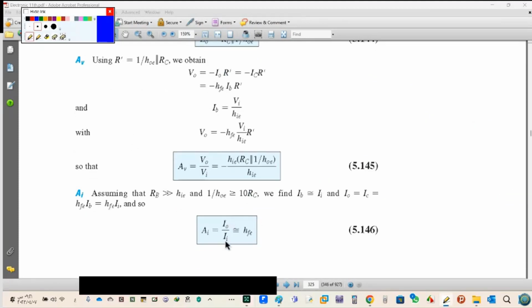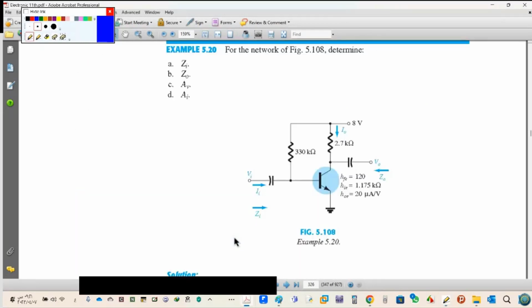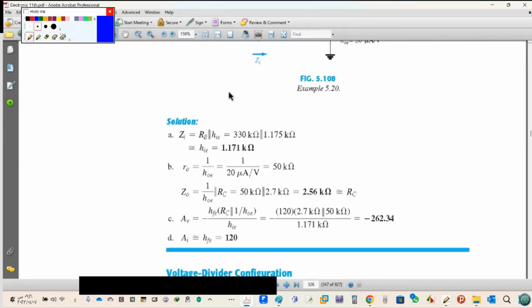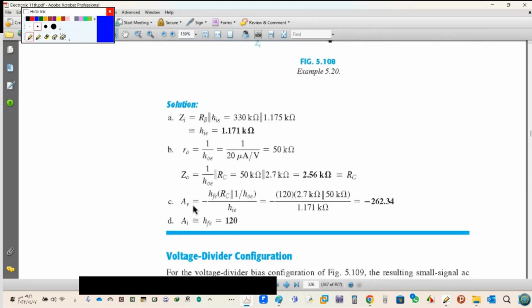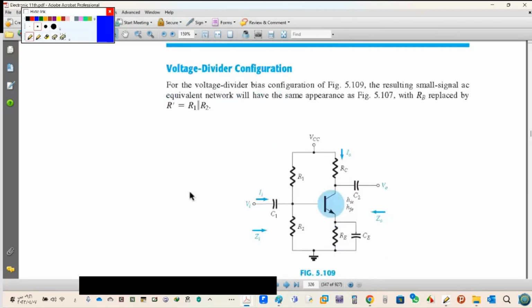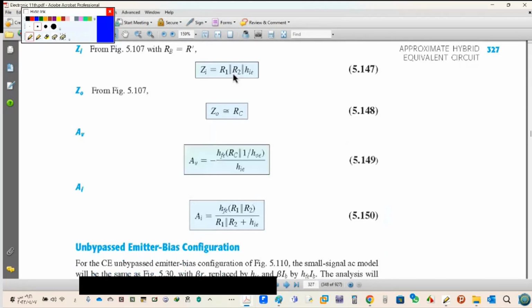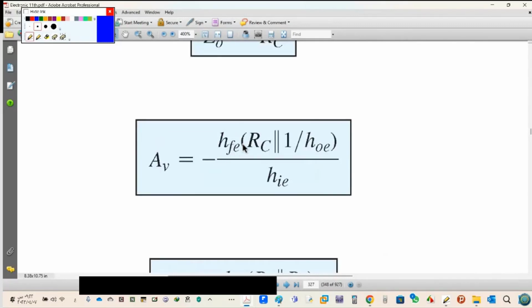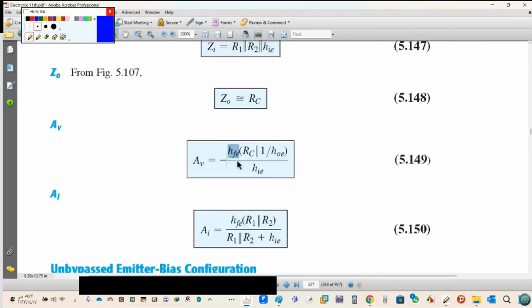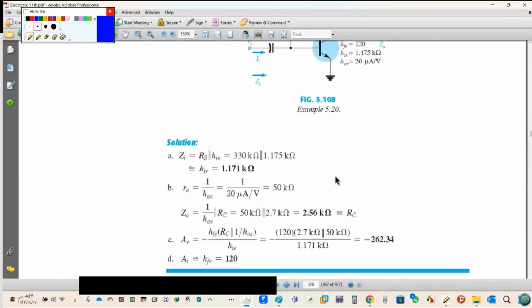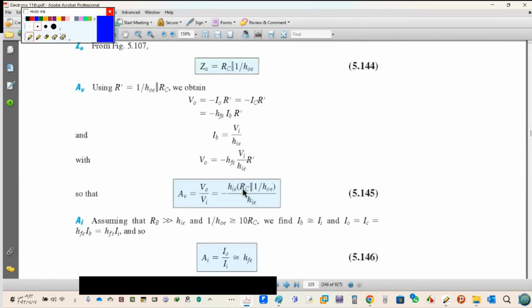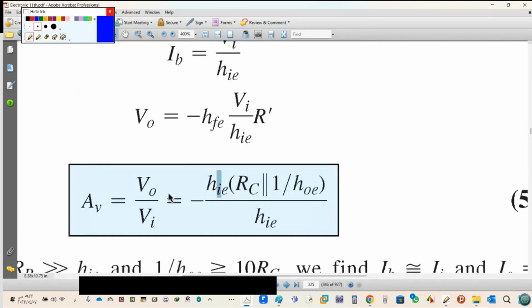AI, it is IO over I, it's HFE. Now, for this network, question: ZI, ZO, AV, AI, determine this by direct implementation of the formulas. Now, voltage divider, same thing that we explained. We have ZI, ZO, AV, and AI. See here in this one, corrected. Same formula for both. Here also, it should be HFE. This is F, not I.